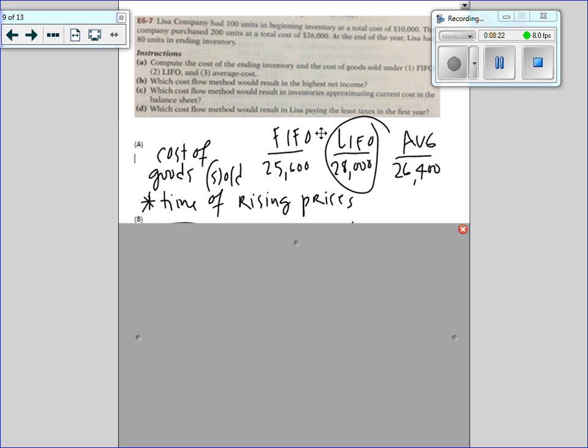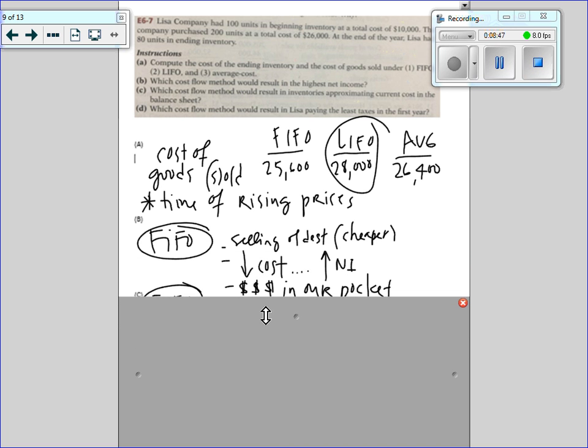FIFO is the smallest cost of goods sold. LIFO is the largest cost of goods sold because of the rising prices. Average would be a split between them. B is asking which cost flow method, or you see cost flow assumption, valuation. There's a lot of different interchangeable words there, but basically LIFO, FIFO, or average, which would result in the highest net income. FIFO, because we're selling our oldest, in this case cheaper stuff, bringing the cost down, making it look like we've got more money in our pocket, that is.